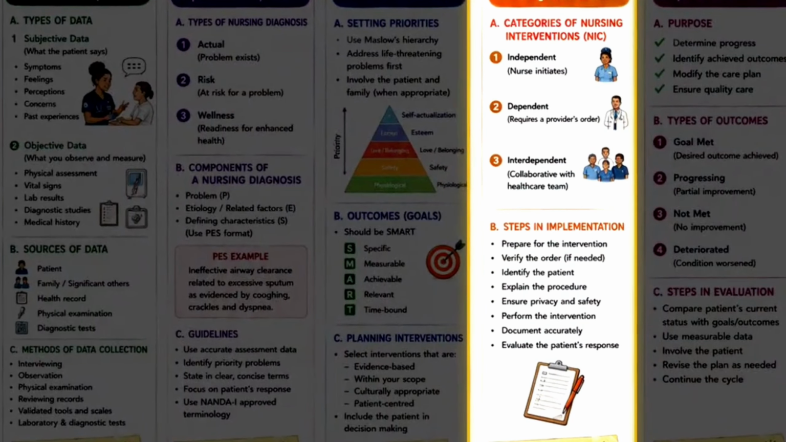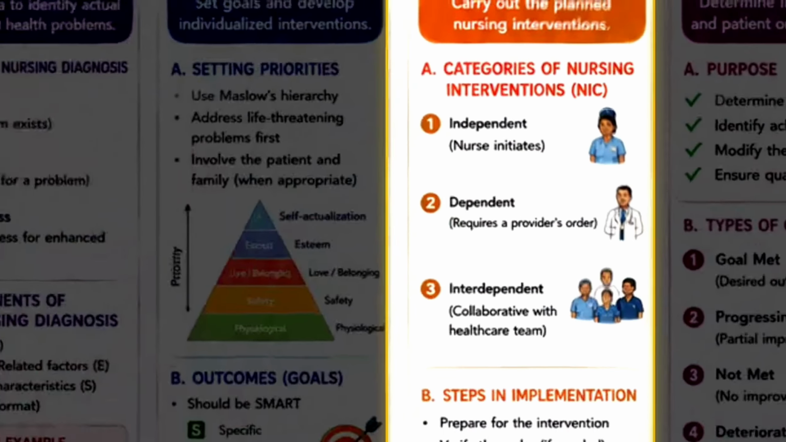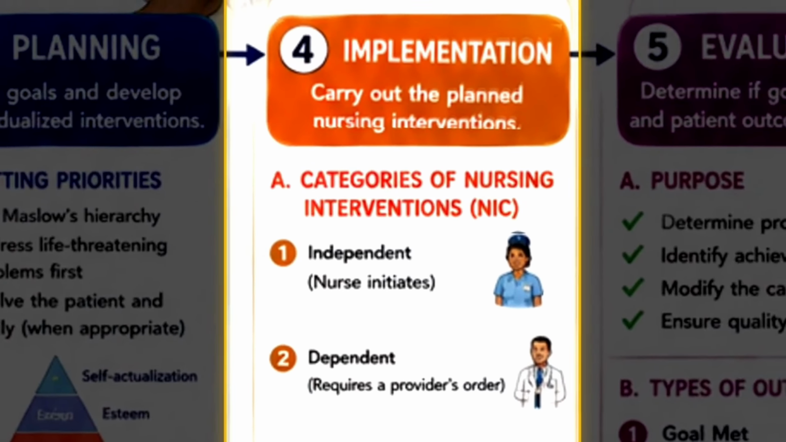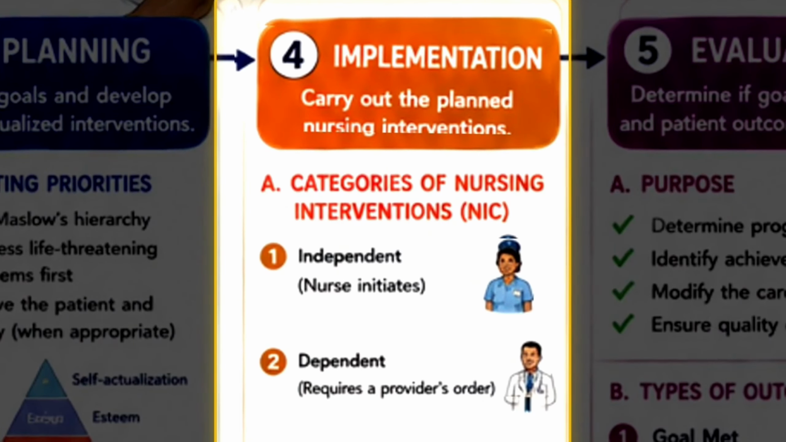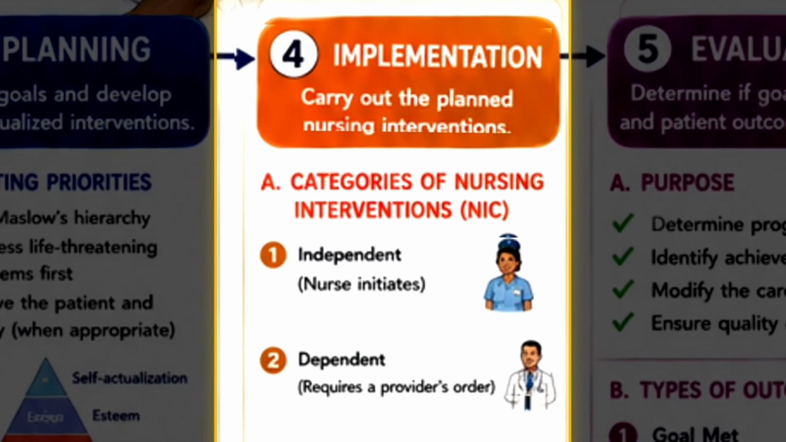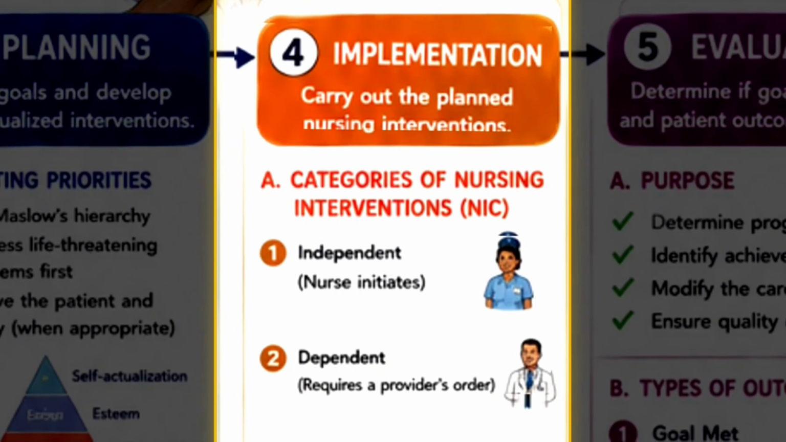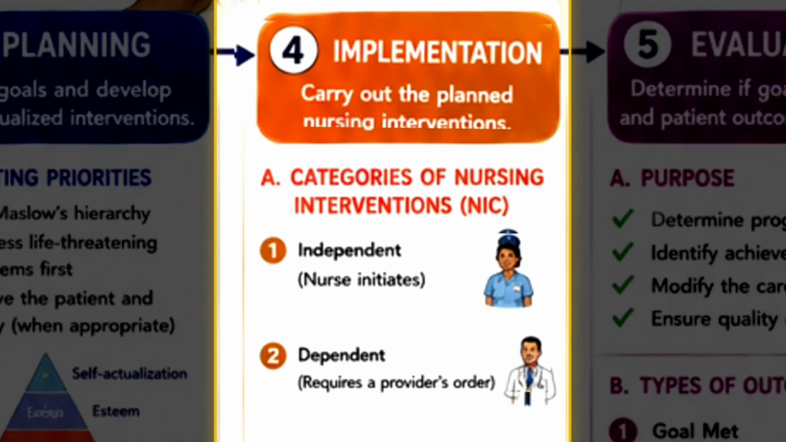Step 4 is implementation. Implementation is the action phase where the clinical care plan is actively executed into real-world practice. This is where theoretical strategy becomes hands-on patient care. Nursing interventions fall into 3 distinct functional categories.